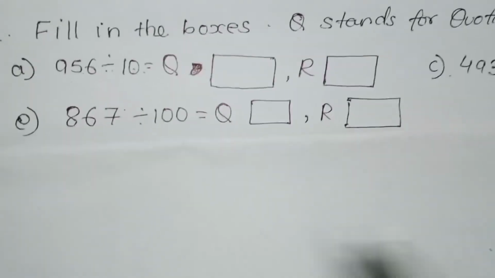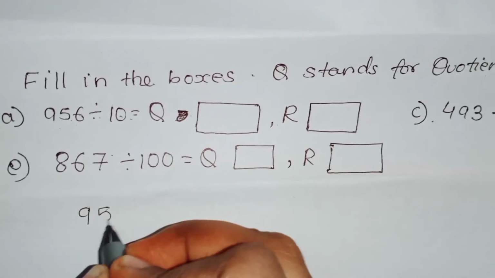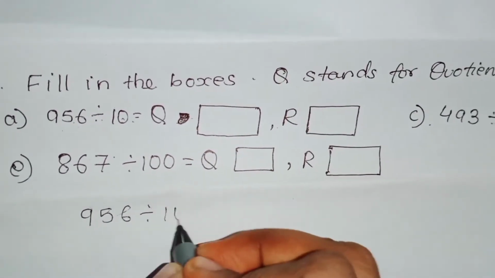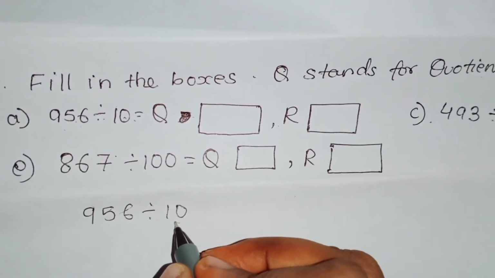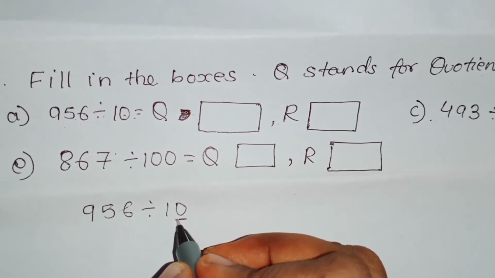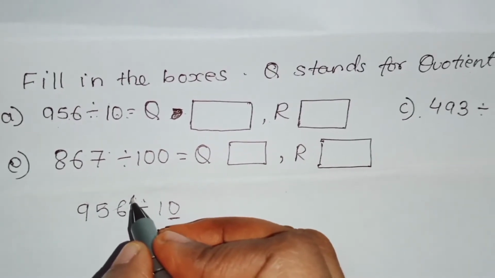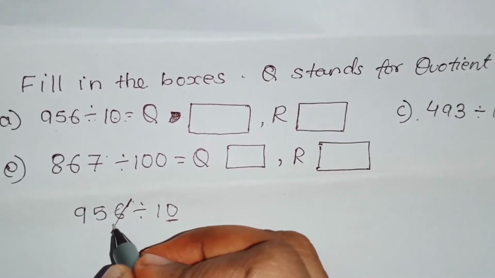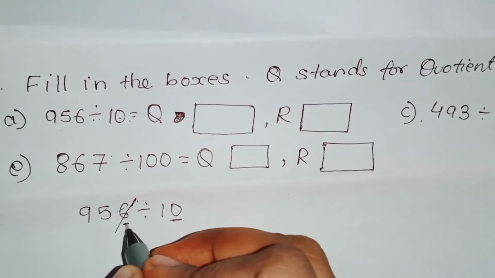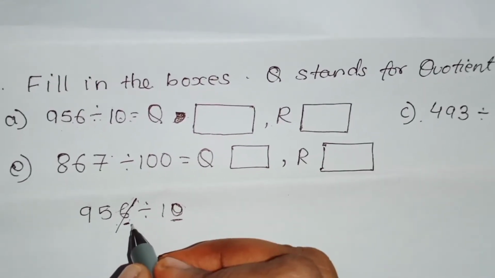I'll just copy the number to show you how to do it. 956 divided by 10. I've already told you, in 10 how many zeros are there? Only one zero is there. So from the back you will cut one number. From the back side, you will cut one number. How many zeros are there? 1. So only one number we will cut.